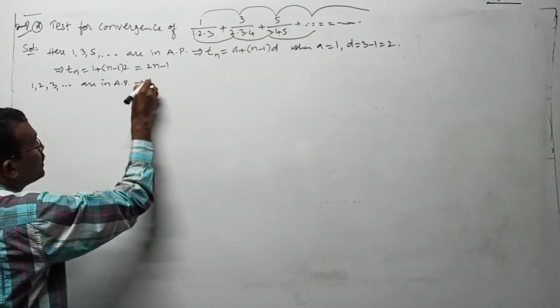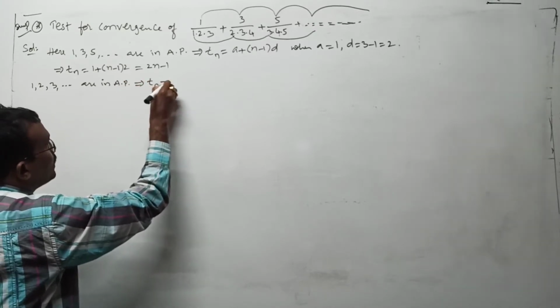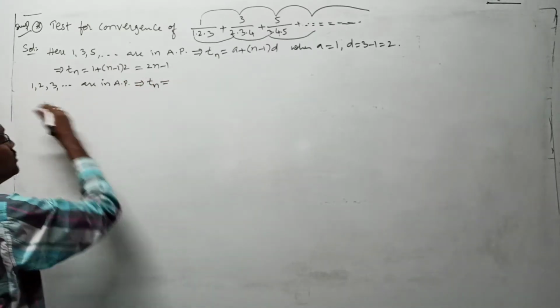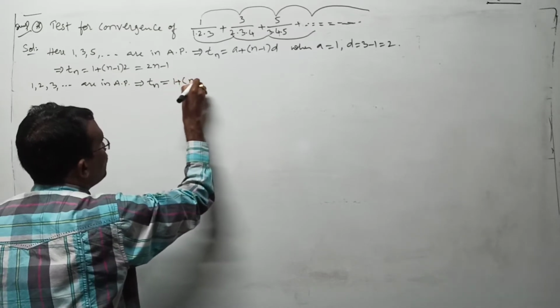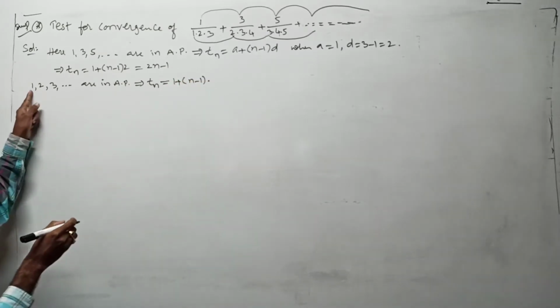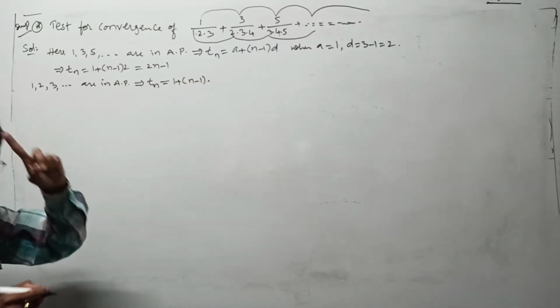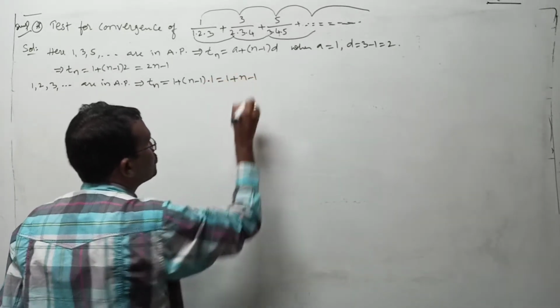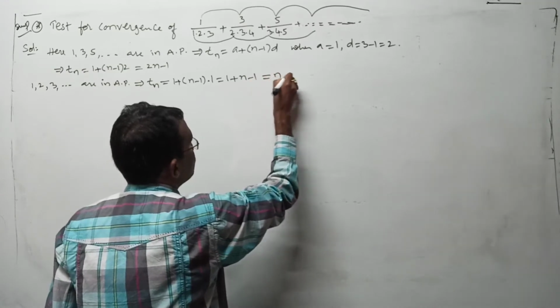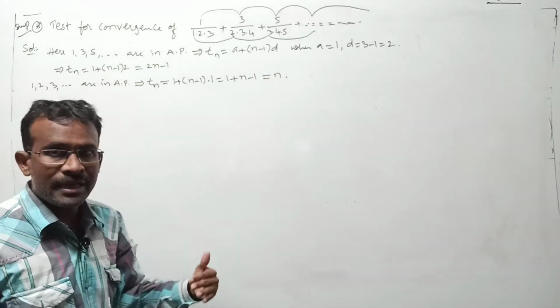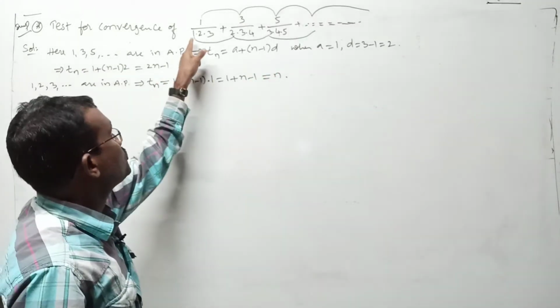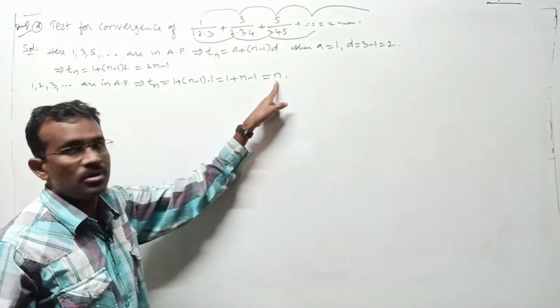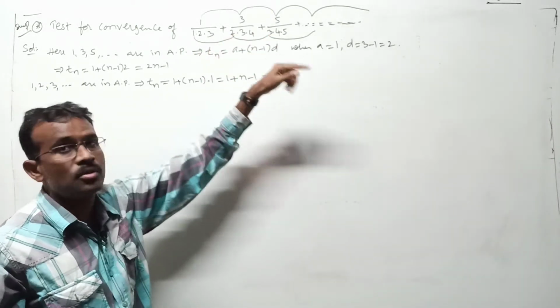This implies, directly I am proceeding. Tn is equal to, I am not writing the formula again, A plus n minus 1 into d. Here d means 2 minus 1, the common difference, which is 1. This is 1 plus n minus 1, and how much is it? It is n. That means while we are writing un, in the denominator the first term is n: 1, 2, 3 and so on. Nth term is n.